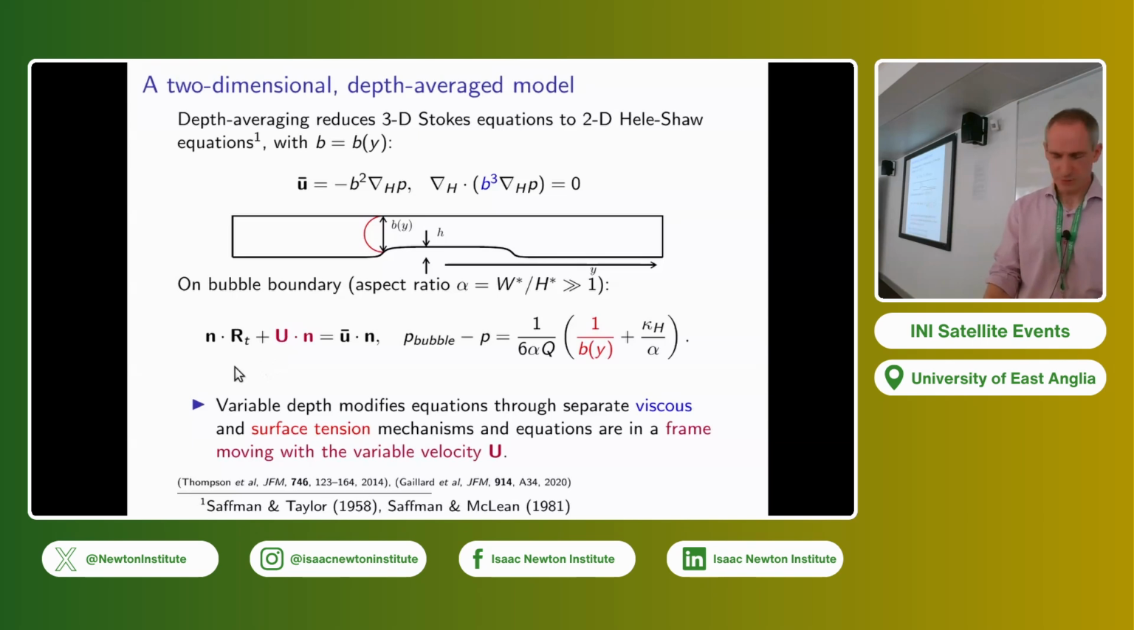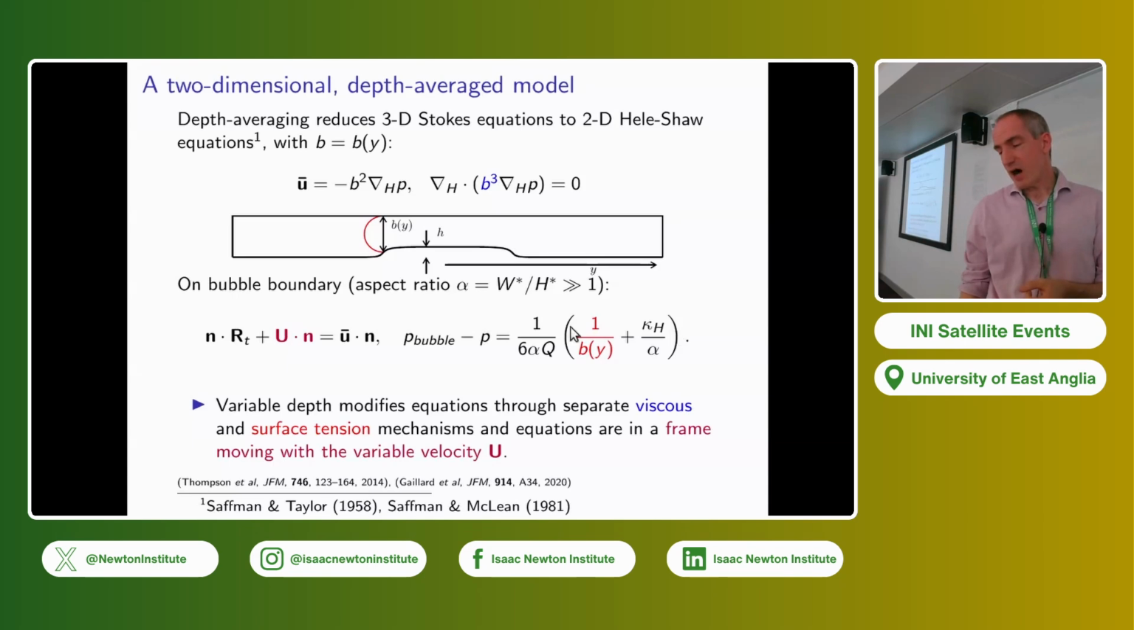And then on the bubble boundary, we have the kinematic condition here. So R, I've stupidly changed notation, R is now the bubble position, capital R rather than X. And this is the kinematic condition, this is the dynamic condition, where you're saying that the difference in pressure, the bubble pressure and the fluid pressure, is given by the surface tension. 1 over b_y is the component of the curvature through the cross-section, approximated, and then kappa is the curvature when you look down on the top of this bubble.